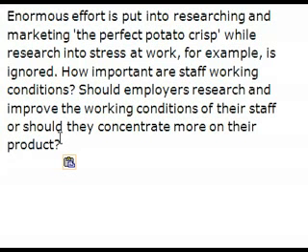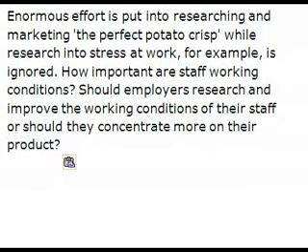Now if we look at this first question, let's just get organized here. The first question reads, enormous effort is put into researching and marketing the perfect potato crisp, while research into stress at work, for example, is ignored. How important are staff working conditions? Should employers research and improve the working conditions of their staff, or should they concentrate more on their product?